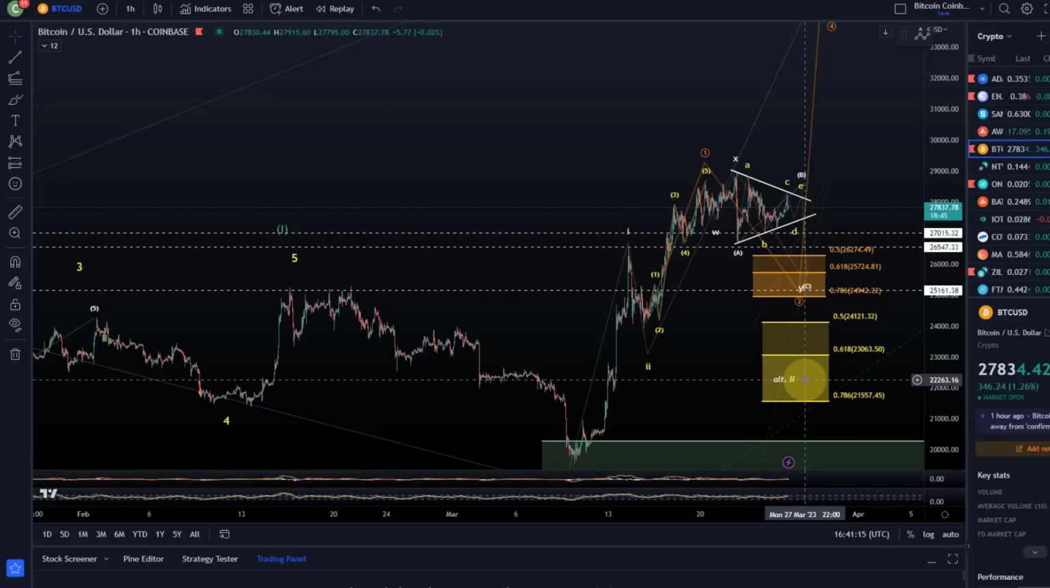I cannot clearly say how deep the pullback will be. The reason is that when a correction starts, you can't really say that. It can be a shallow or a deep correction, whatever the market needs. There are standard support levels. As long as they hold, we can focus on higher.